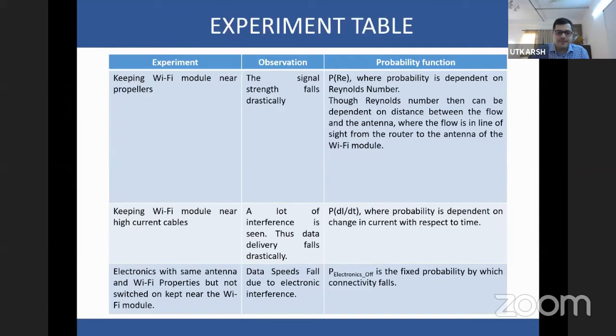And then after that, we did the experiment with electronics, with the same antenna and Wi-Fi properties, but not switched on, kept near the Wi-Fi module. So data speeds fall due to electronic interference. This is because there is still some circuitry that completes in between, and then data starts to dissipate energy through resistors in between. So P electronics off is a fixed probability. It will not change with time. This is by which the connectivity falls.